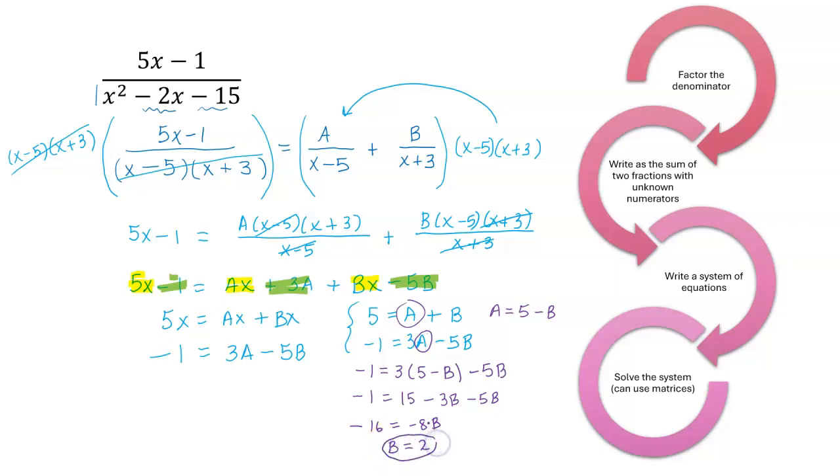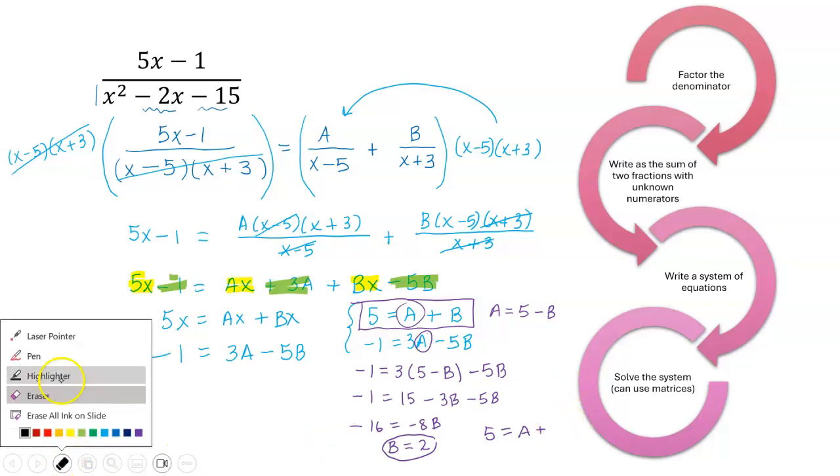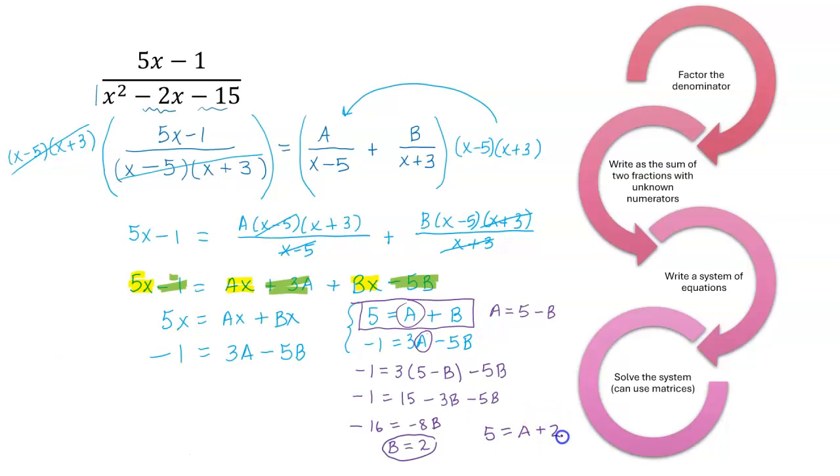You've done this before, you've done it in algebra, but I'm just reviewing this. And then I can go back to either one of my equations, but I like this first one. Now that I know b is 2, I know that 5 is equal to a plus b. So, well, a plus 2, because I know that b is 2. So I know that a is equal to 3.